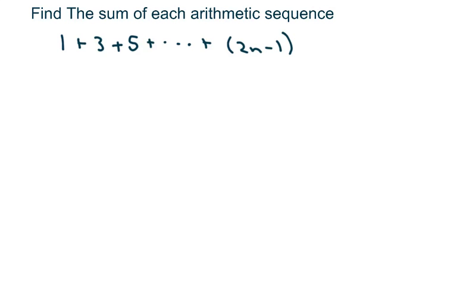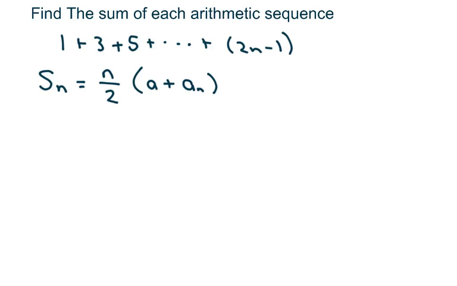Hi everyone, we're going to find the sum of each arithmetic sequence, and the formula we're going to use is your sum equals n over 2 times your first term plus your last term.